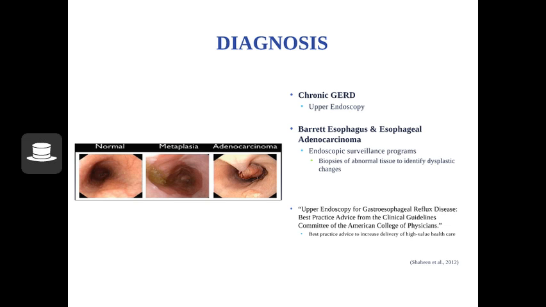In men and women with Barrett esophagus and no dysplasia, surveillance examinations should occur at intervals no more frequently than 3 to 5 years. More frequent intervals are indicated in patients with Barrett esophagus and dysplasia, as is in this case study.